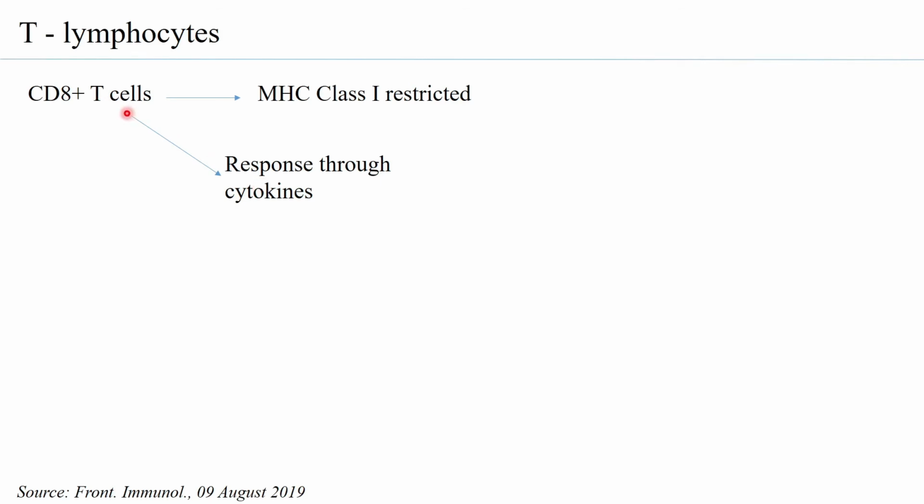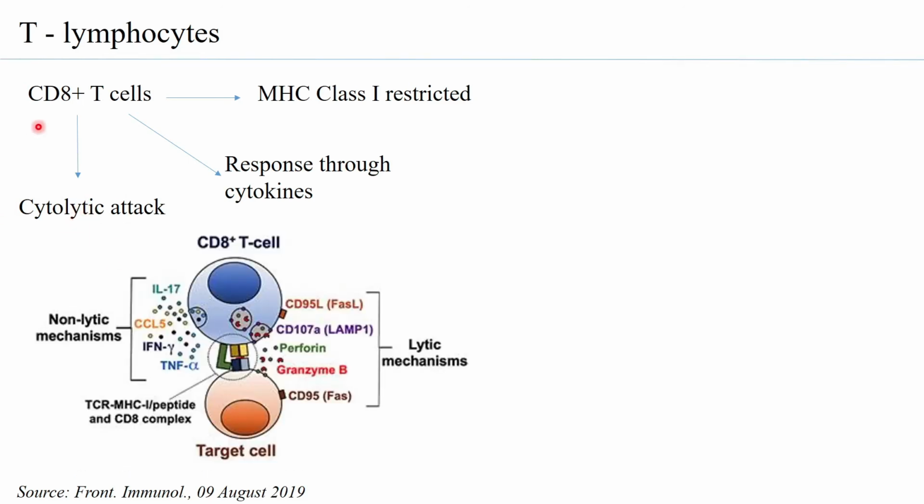The responses are definitely through production of cytokines, so they are able to produce specific cytokines, and they are also responsible for cytolytic attack, which means they are cytotoxic in nature. So they are able to actually engulf these cells and lyse the cells. So when you look at CD8 plus T cells, CD8 plus T cells can bind to the target cell.